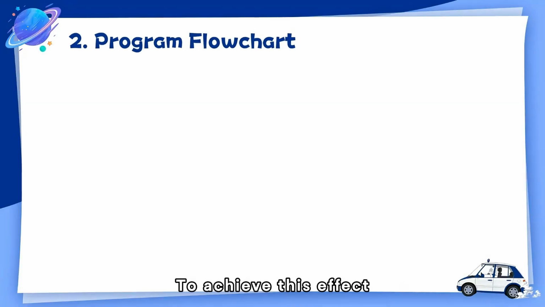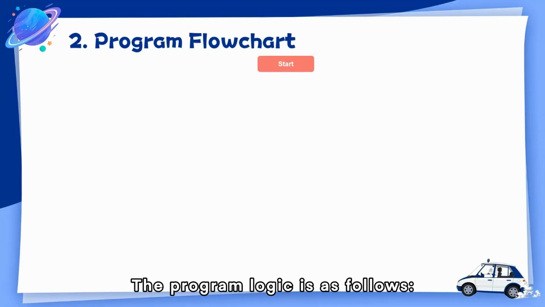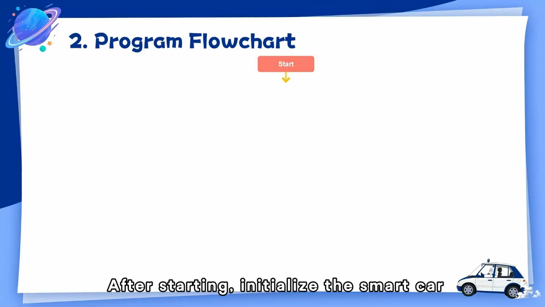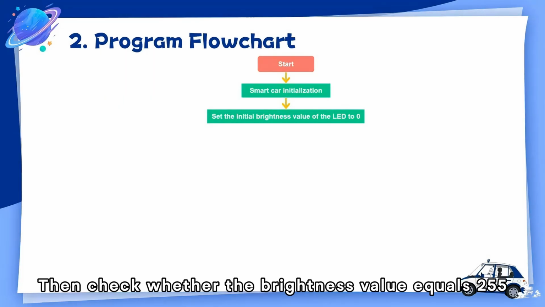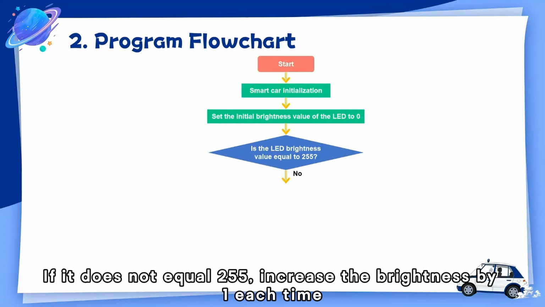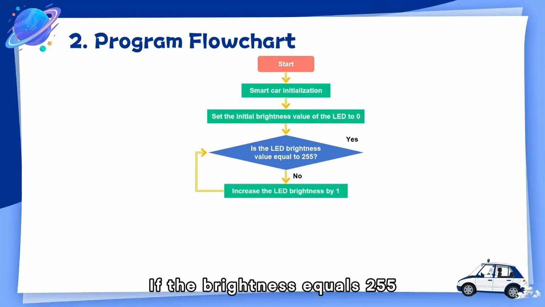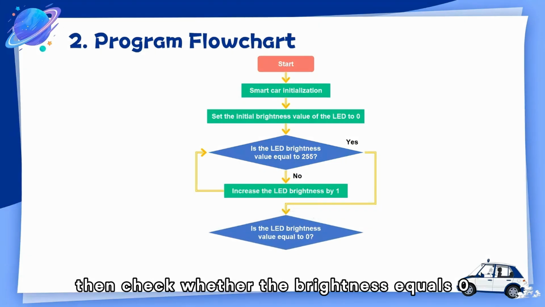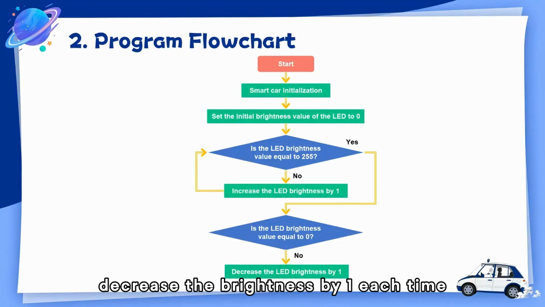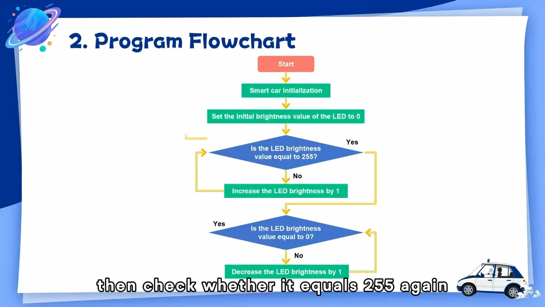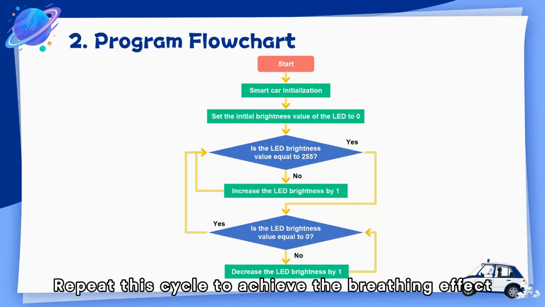To achieve this effect, let's first clarify the logic. The program logic is as follows. After starting, initialize the smart car. Then set the initial LED brightness value to 0. Then check whether the brightness value equals 255. If it does not equal 255, increase the brightness by 1 each time. If the brightness equals 255, then check whether the brightness equals 0. If it does not equal 0, decrease the brightness by 1 each time. If the brightness equals 0, then check whether it equals 255 again. Repeat this cycle to achieve the breathing effect.